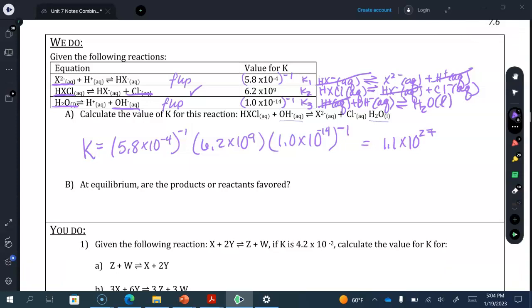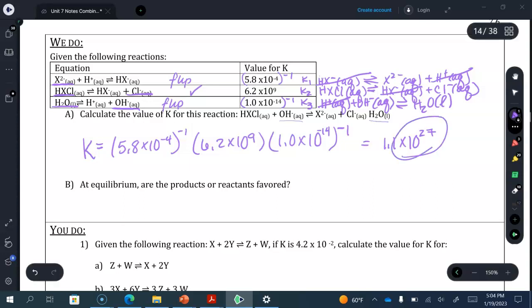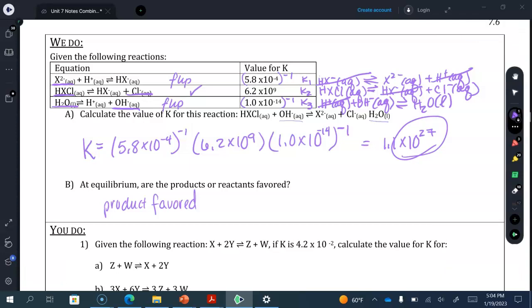Now B says, at equilibrium are the products or reactants favored? If you look at the magnitude of your K, that tells you that this is product favored, because it is greater than 1. It is a lot bigger than 1.